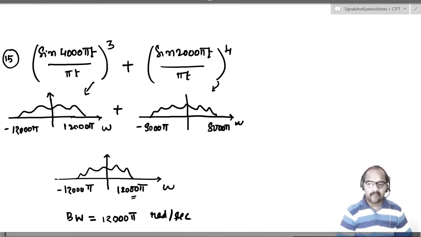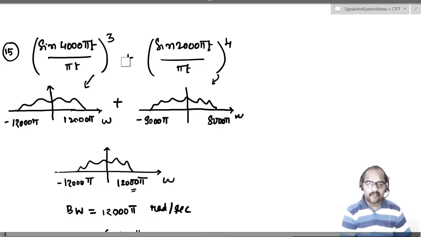What I mean by that is, we will remove this sign. So if you remove this sign, what will happen? In time domain, these two signals are getting multiplied: sine 4000 pi t by pi t whole cube multiplied with sine 2000 pi t by pi t whole power 4.